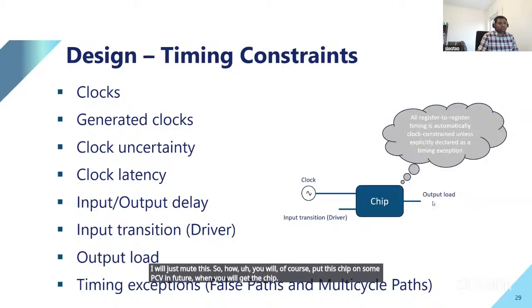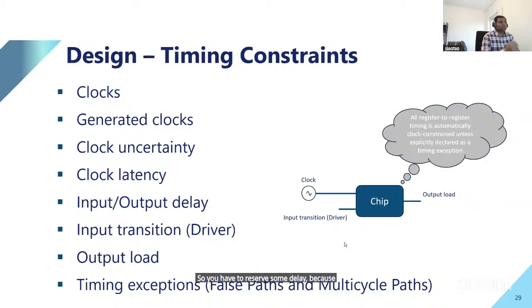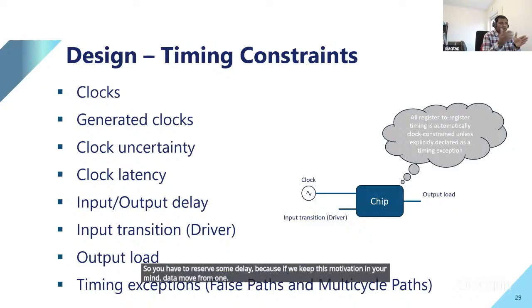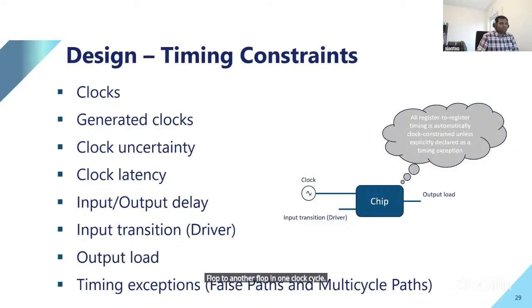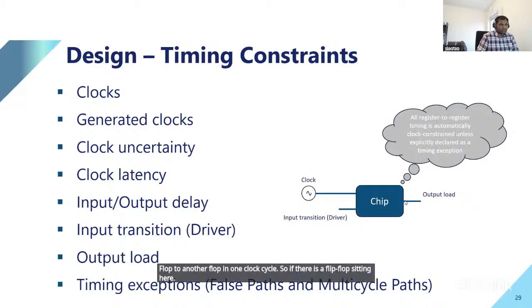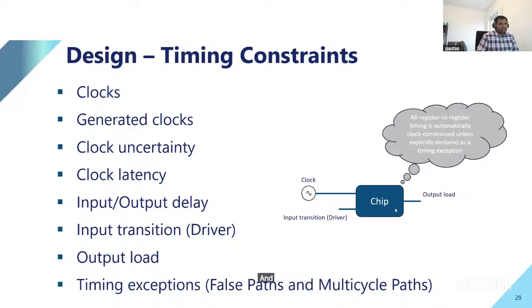So you have to reserve some delay, because if we keep this motivation in mind, data moves from one flop to another flop in one clock cycle. So if there is a flip-flop sitting here and it launches data, it should get captured by the off-chip device on the next clock cycle. So basically data should move from this flop to this capture device in one clock cycle.